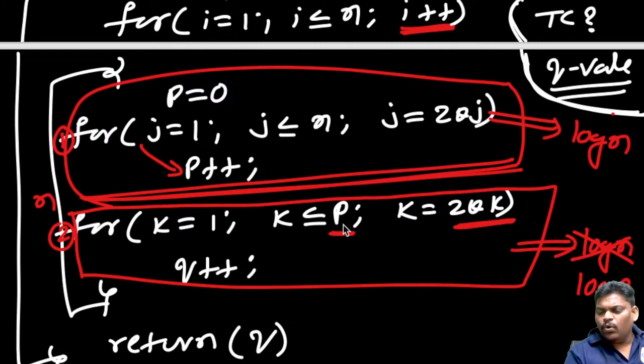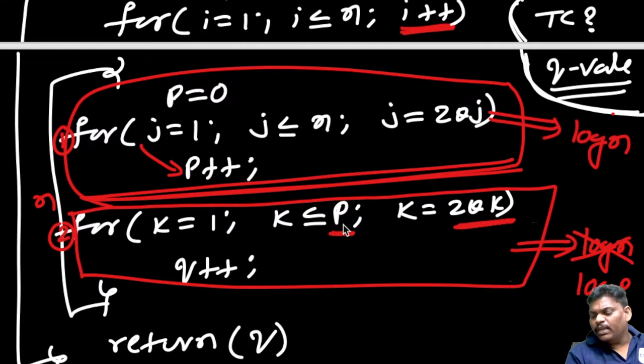So the outer loop is n time. Inside, two loops are there. The first loop is log n, and the second loop is log p.